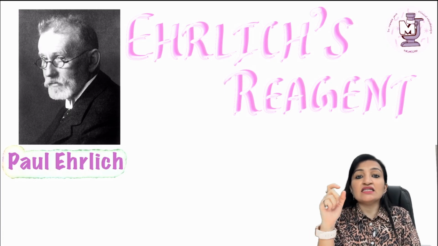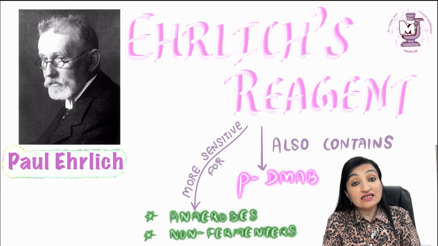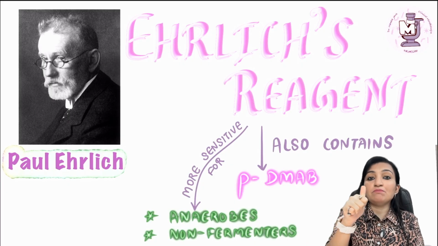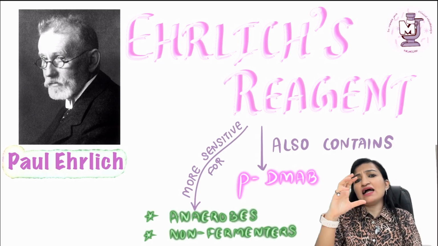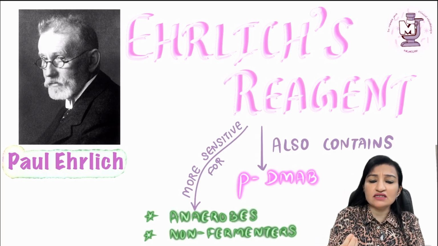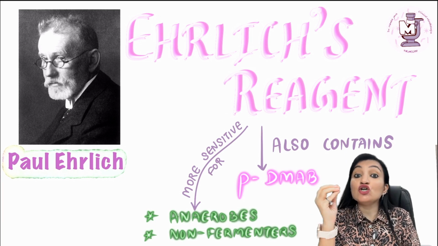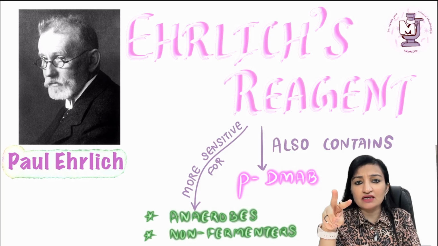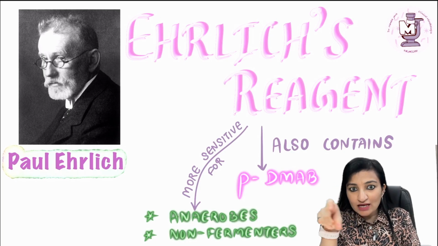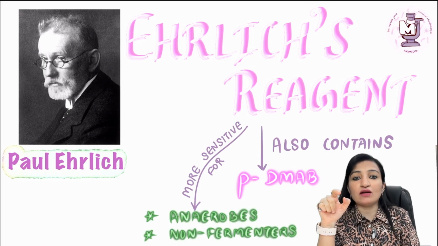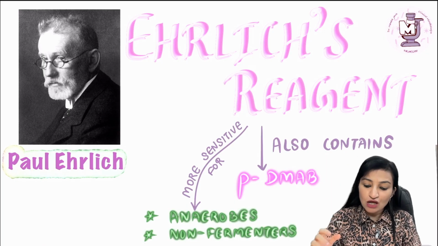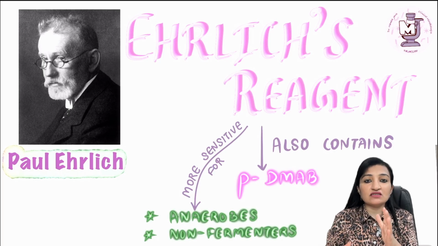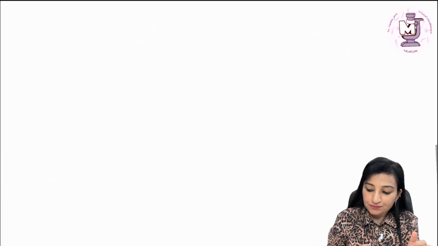Now we have another agent to our rescue. If Kovacs reagent is not there, we have another agent named after Sir Paul Ehrlich, regarded as the father of chemotherapy, known as Ehrlich's reagent. This agent also contains the aldehyde para-dimethyl aminobenzaldehyde, and Ehrlich's reagent has been found to be more sensitive for anaerobic organisms and non-fermenters. So remember two negative features here: anaerobic is a negative feature, and non-fermenter is also a somewhat negative thing. Okay, so Ehrlich's reagent is said to be more sensitive for these kinds of bacteria.